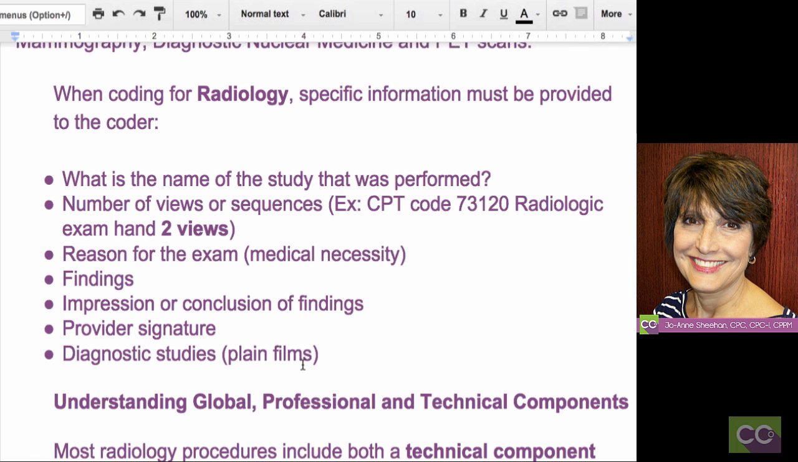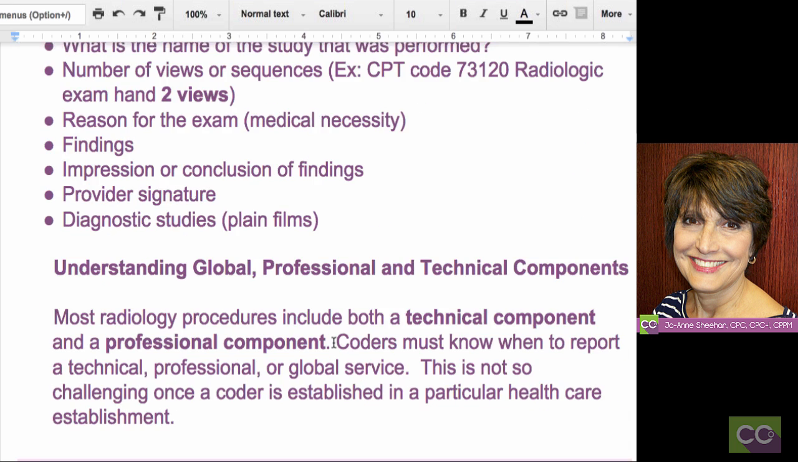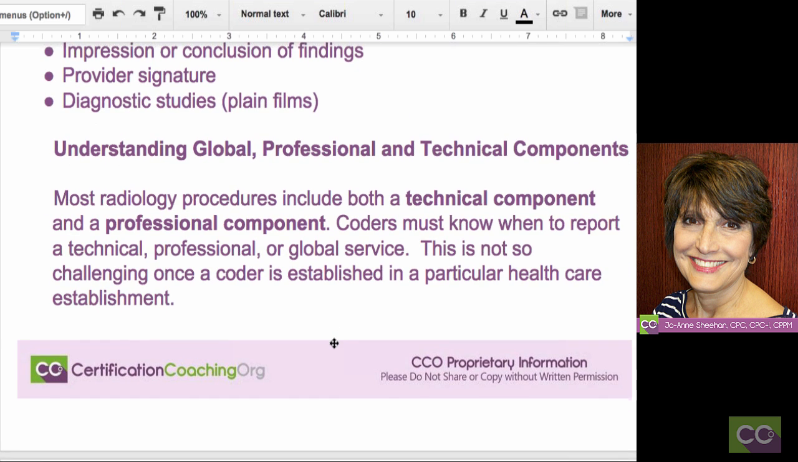And if there are any plain films or any printouts of the diagnostic studies, that would be copied into the electronic medical record to have the coder be able to pick out exactly what was performed. But the most important facet of radiology is understanding the global, professional, and technical components, because most radiology procedures include both a technical and a professional component, and coders need to know when to report these technical, professional, and global services. This is not so challenging once a coder is established in a particular healthcare establishment, because if you work for a hospital, you'll know what you have to do. If you work for a physician's group that has the equipment and does everything, you'll know how to bill.